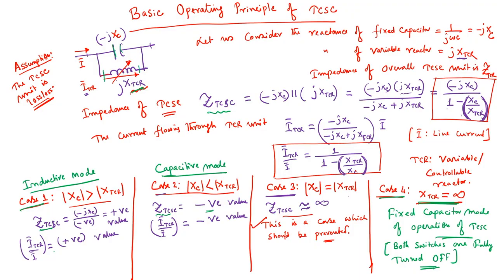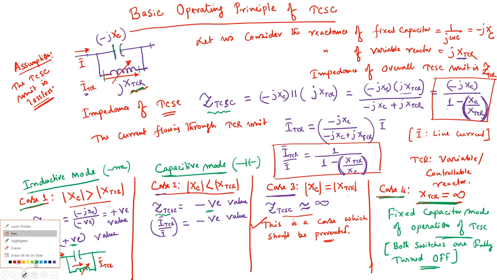So, in the inductive case, we have a simple inductor connected in series, and in the capacitive mode of operation, as if we have some capacitor connected in series with the line. Okay. So, this is the difference. However, there is another difference as well. If you look at this ITCR to I ratio, and it is a positive value, it means it will be something like this. We have a capacitor, we have a variable reactor. Now, when this is positive, suppose the direction of the line current is this. This is the direction of line current I. So, the current flowing through this variable reactor will also be in the same direction, that will be ITCR, as the line current. Okay. So, the direction of the current flow would be similar to the line current.